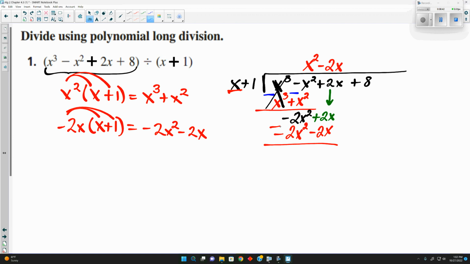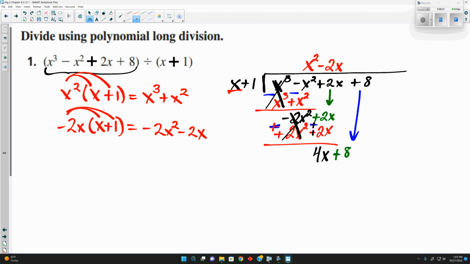At this point, we'll put it underneath. And then again, we are going to subtract, because we always want the first one to cancel. Negative 2 minus negative 2, well, the negative would make a plus. Negative 2 plus 2 is 0, just like we wanted. The next one, 2x minus negative 2x. Well, the negative would make a plus. 2x plus 2x is 4x. And again, we bring down the last term, which gives us plus 8.